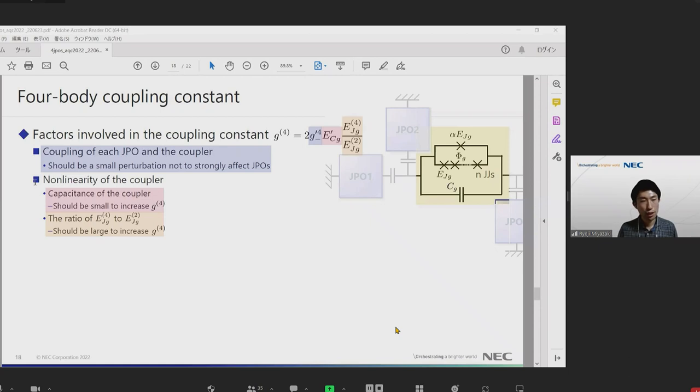The other factor is nonlinearity of the coupler. This is divided into two parts. One is the capacitance of the coupler, related to the capacitive energy ECG prime, which is proportional to one over the capacitance of the coupler, denoted by CG. It should be small to increase G4. And the other one is the ratio of EJG4 to EJG2 that appears here. It should be large to increase G4.